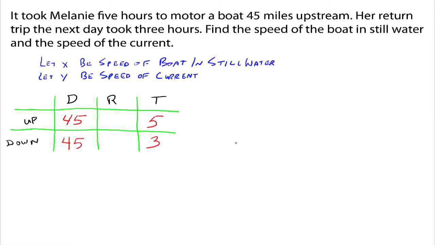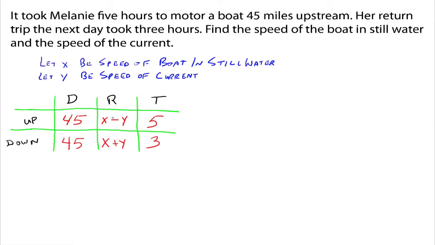Right, so how we compensate for that with the rate here is, well, if we're going downstream, we've got the speed of the boat, whatever that is, plus the speed of the current. That would be the total rate of the boat as it's moving downstream. Because the boat is going downstream, it's going with the current, so the current is making the boat go faster, right? Whereas if it was going upstream, the speed of the boat minus the speed of the current, because they're fighting, they're doing opposite things, right? The current is actually slowing the boat down, right? So we have x minus y would be the actual rate of the boat as it's going upstream, right?